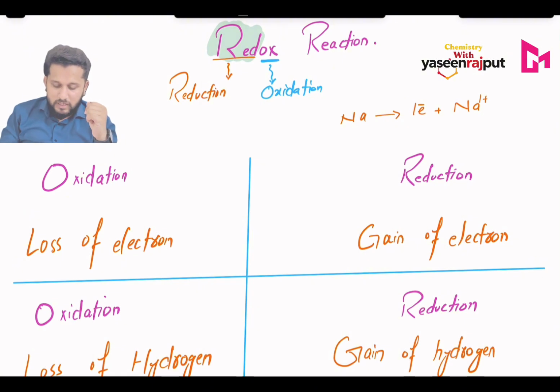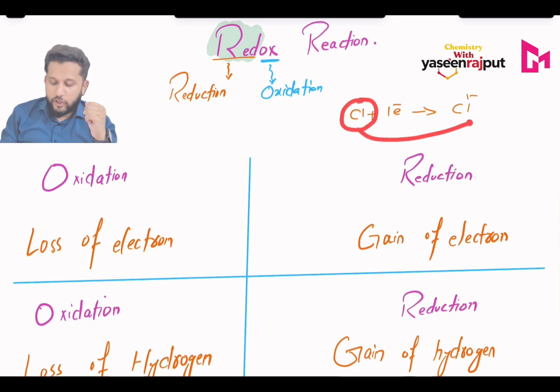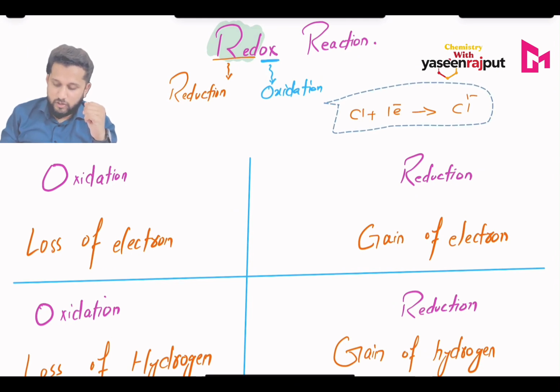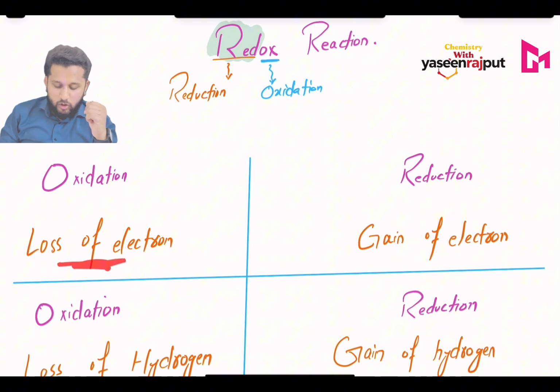Oxidation means loss of electron and reduction means gain of electron. For example, we have chlorine and it is gaining electron and it becomes Cl-. So this chlorine species is being reduced, because it is gaining electron. So we have learned this definition: loss of electron is the oxidation, gain of electron is called reduction in terms of electron.